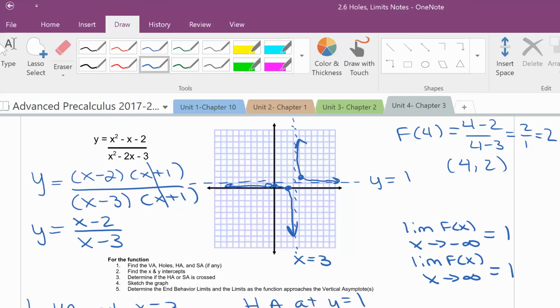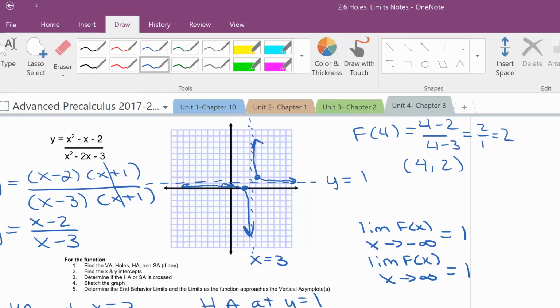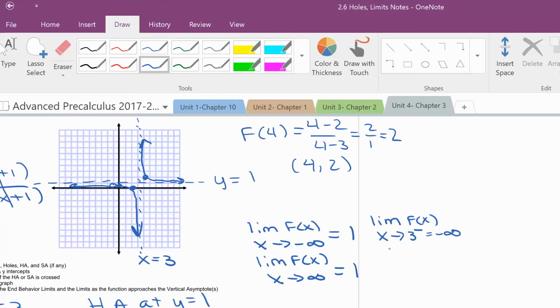There are also the asymptote limits. For each vertical asymptote, you have 2 limits. So as it approaches 3 from the left-hand side, notice it's going down, so it's going to be negative infinity. And as it approaches 3 from the right, notice from the right it's going up, so it's going to positive infinity.